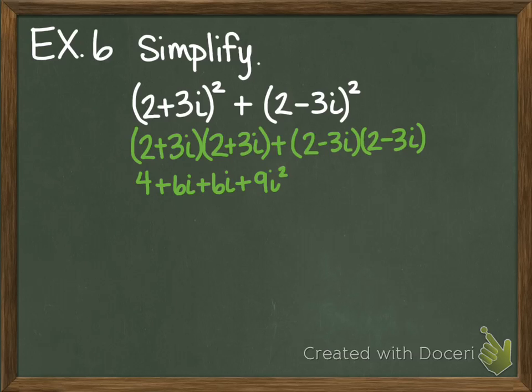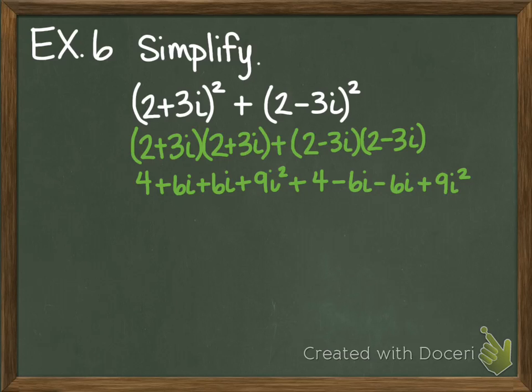Okay, now let's multiply the second pair. First, 2 times 2 is 4. Outside, 2 times negative 3i is negative 6i. Inside, negative 3i times 2 is negative 6i. And last, negative 3i times negative 3i will be plus 9i squared.